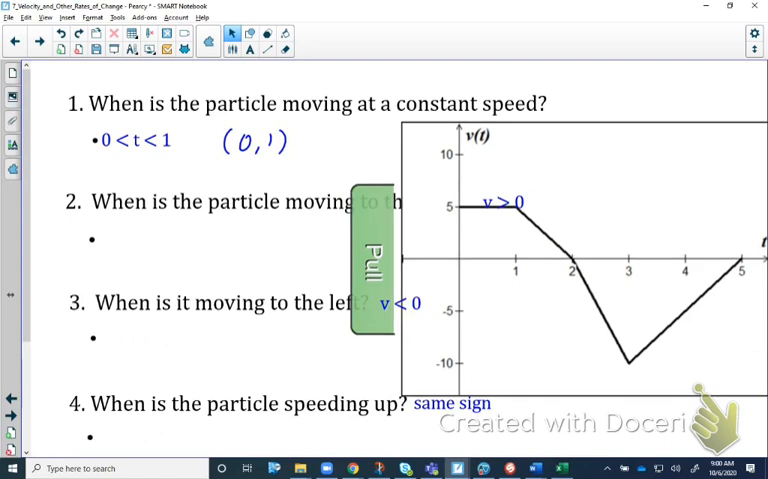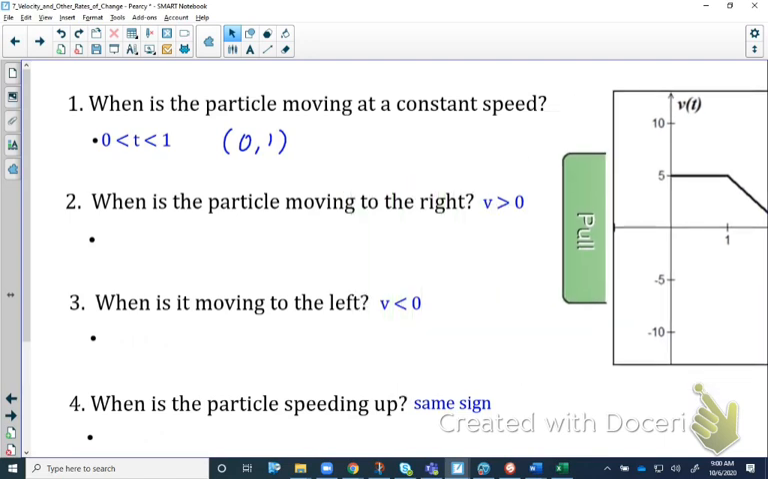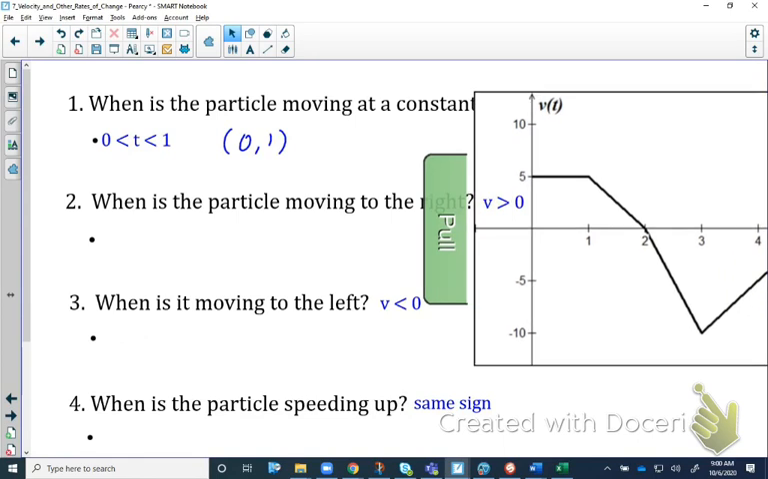When, and let me go ahead and move this out of the way, when is the particle moving to the right? Meaning that when is the velocity going to be greater than 0? And again, just looking at the graph, you can see it's going to be greater than 0 along the time from 0 to 2 seconds, or 0 to 2, because we don't actually know if it's in seconds here.